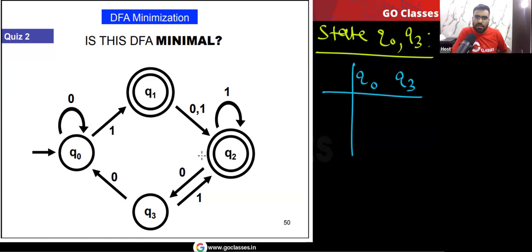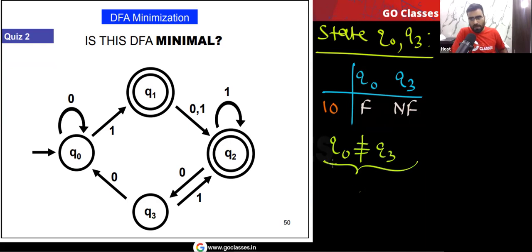Okay. So now you tell me, what will happen on 1, 0? Q0 on 1, 0 goes to final and Q3 on 1, 0 goes to non-final. Is this clear? So remember, Q0, Q3, they are not equivalent.